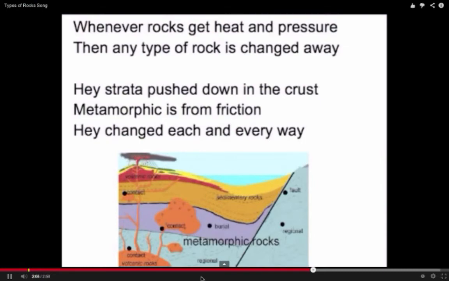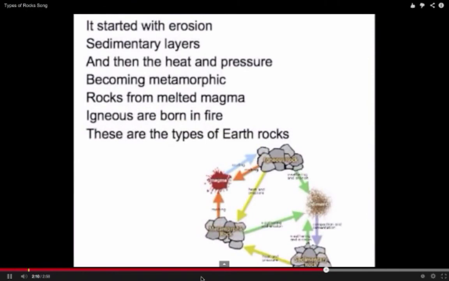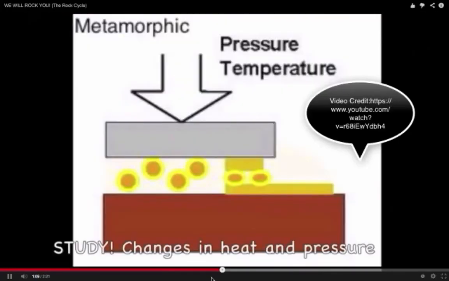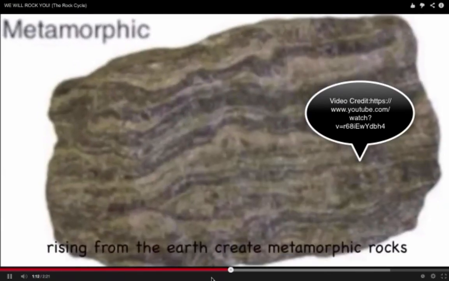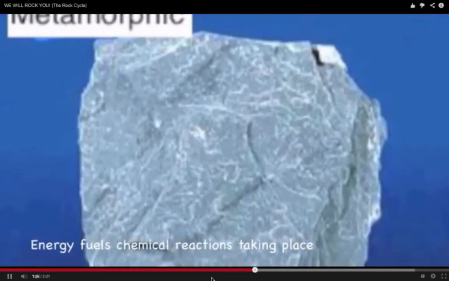Changing each and every way. It started with erosion, sedimentary layers, and then the heat and pressure, becoming metamorphic. These are types of rock. Steady changes in heat and pressure, rising from the earth, create metamorphic rocks. Gravity falling in place, squeezing mineral space. Energy fuels chemical reactions taking place.